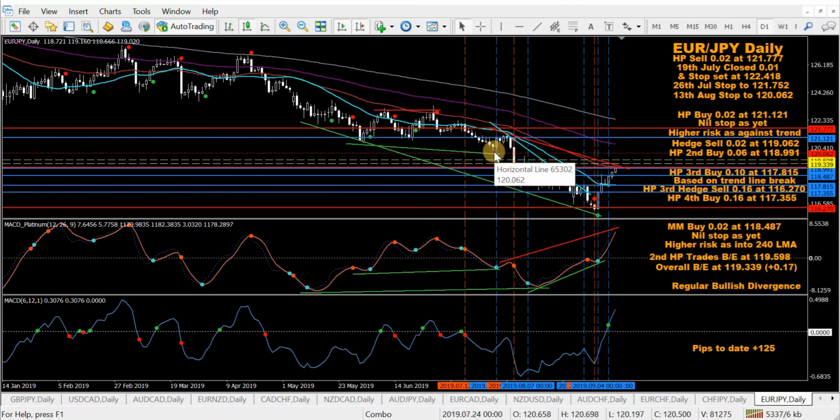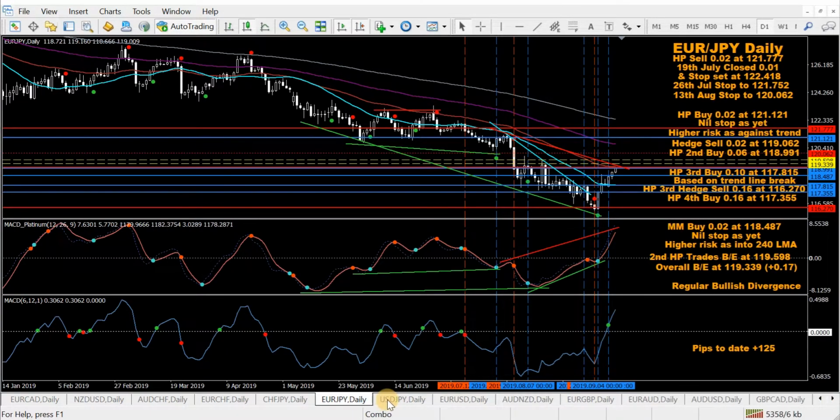That's that stop. Then I started taking a HP sequence. So buy, hedge sell, second buy. I think I took another buy in there on a trend line break. That would have been that one there. Hedge sell, another buy, heading towards the overall break-even. It's getting messy, so again, I look like I'm closing some of those trades down also if the opportunity presents.